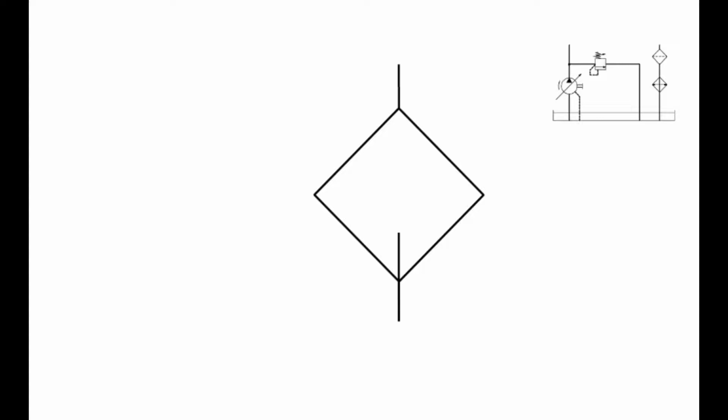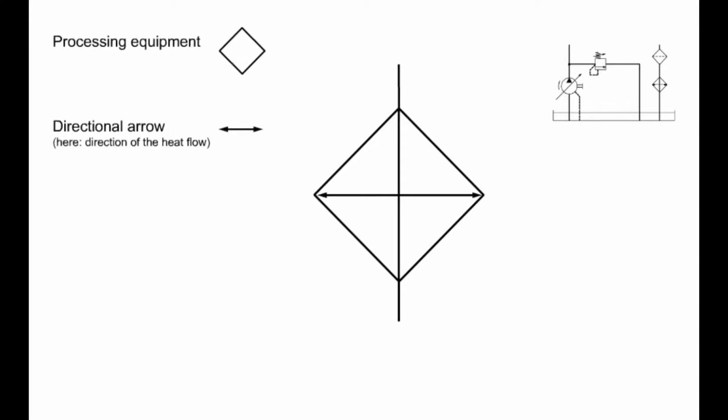The vertical line drawn through the center of the diamond represents the fluid flow path. It is not necessary to show the direction of the flow through a cooler. A line drawn perpendicular to the flow with two arrows pointing outwards symbolizes the dissipation of heat.